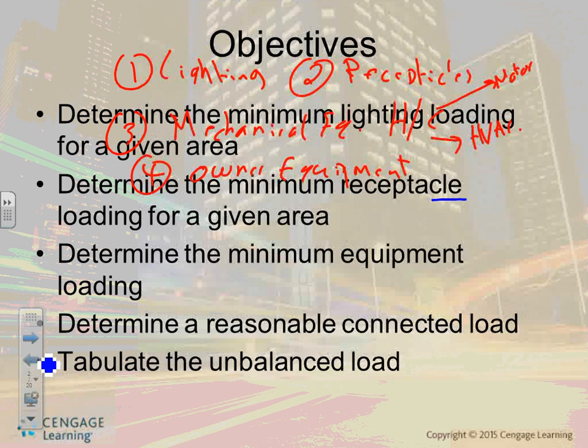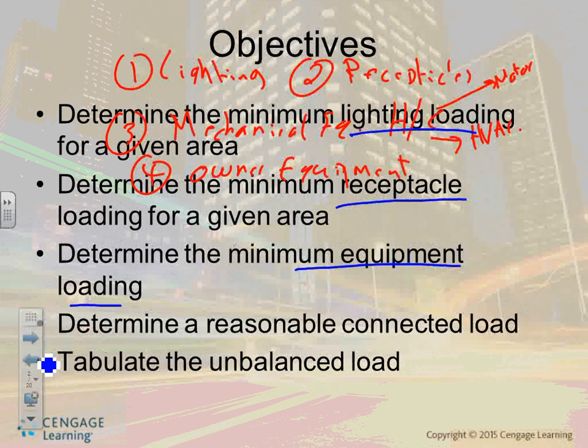Exactly the same thing here. Here's my receptacle, here's my lighting, minimum equipment loading. Determine reasonable connected load, tabulated and unbalanced load. There's something called the demand load, design load, and connected load. You'll hear this all the time. In a second, we'll explain what a connected load is.